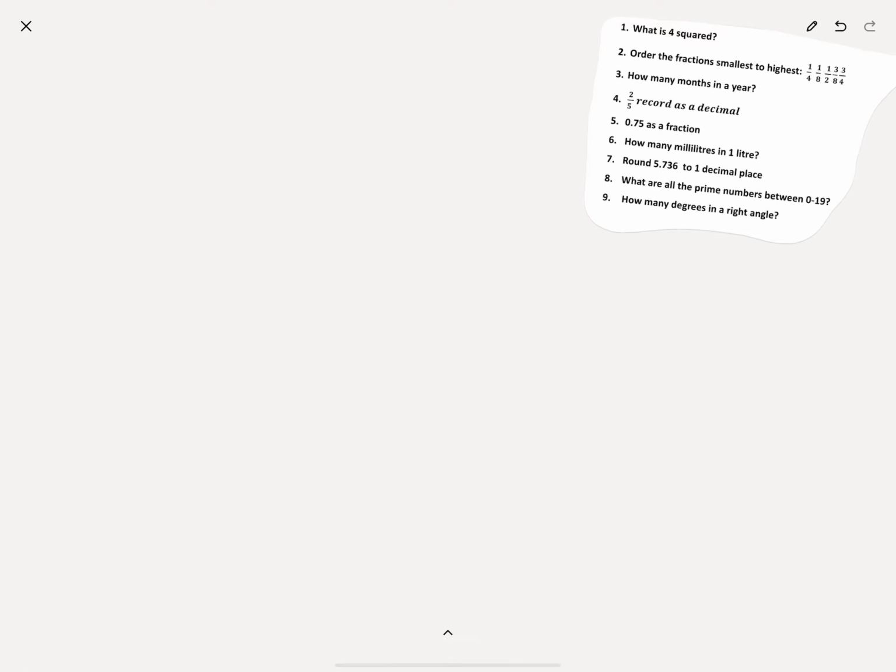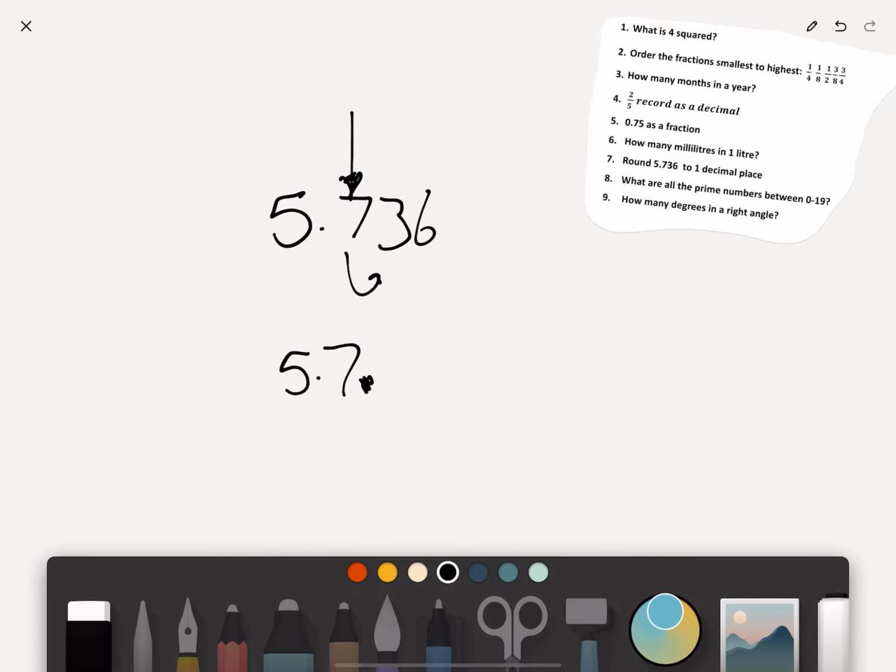Round 5.736 to 1 decimal place. Again, you're really solid at this, but it's just the word in the question. So 1 decimal place is this one, the tenths. So you're going to go 1 place value column to the right. It's hundredths, but it's a 3, so it rounds down, so it's 5.7. Okay. Ignore that dot, sorry, 5.7.